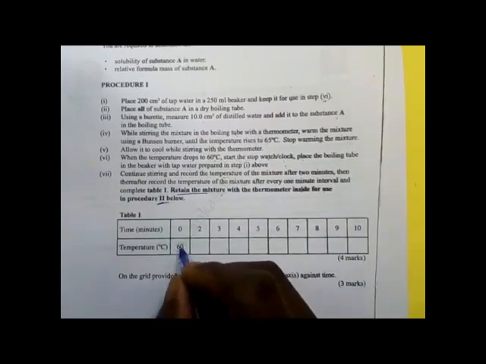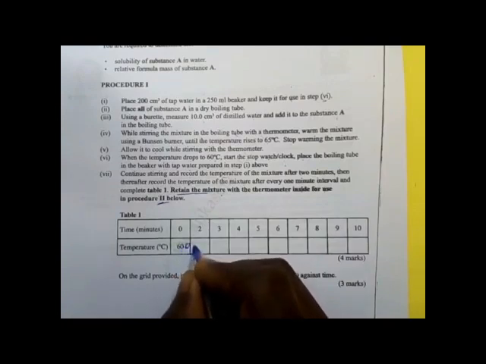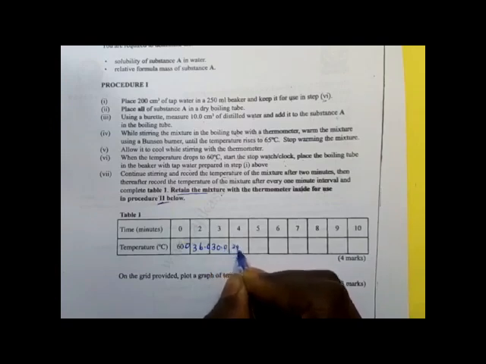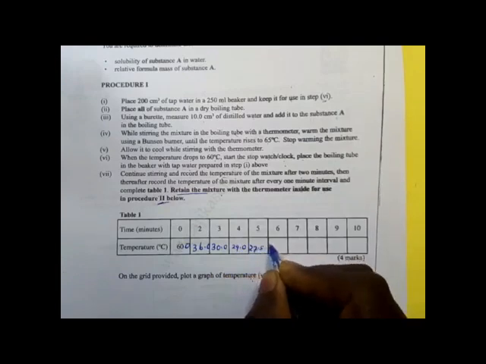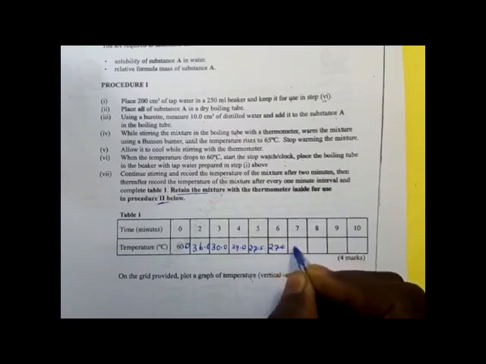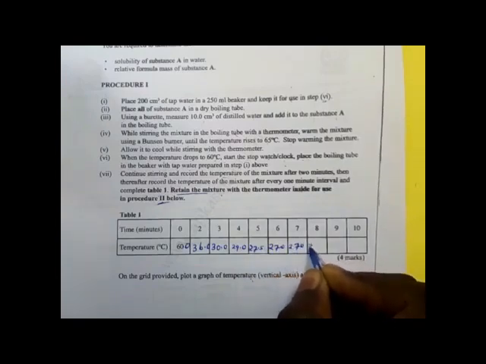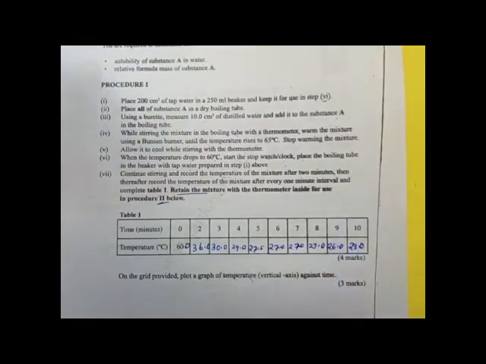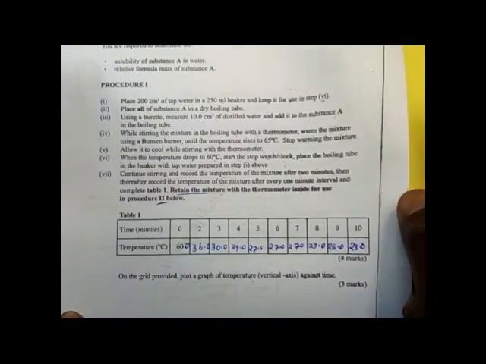So the values: 36.0, 30.0, 29.0, 27.5, 27.0, 27.0, 27.0, 26.0, and then 23.0. So draw that graph and you will be able to answer the question thereafter.